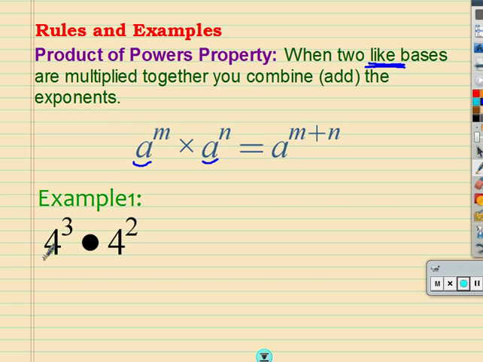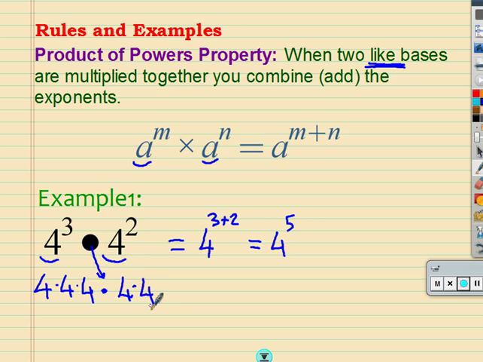This would be like bases, 4 and 4, and this will turn into 4 to the 3 plus 2, which is equal to 4 to the 5th power. But how does this work? 4 to the 3rd power means 4 times 4 times 4. We still have a multiplication, and then we have two more 4's to multiply together. At the end, we have 1, 2, 3, 4, 5 4's multiplied together. So we will write 4 to the 5th power for this one.